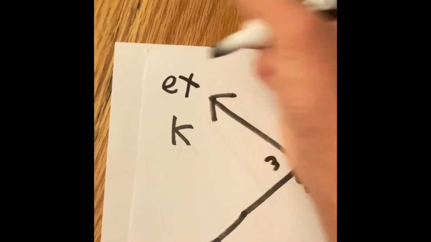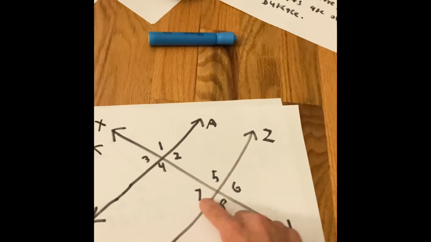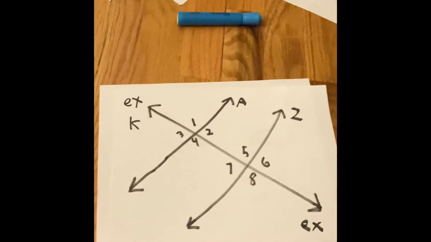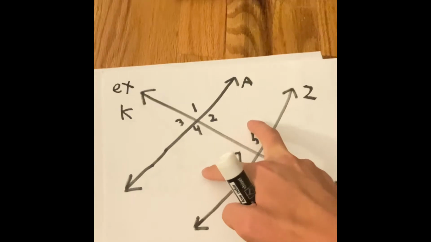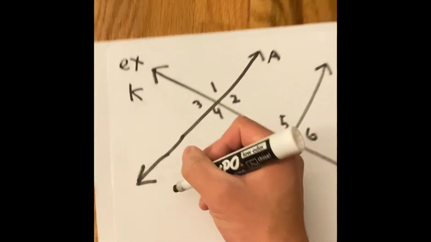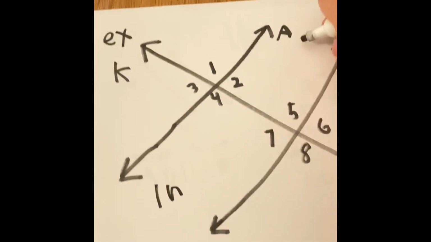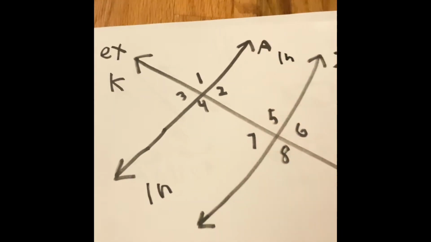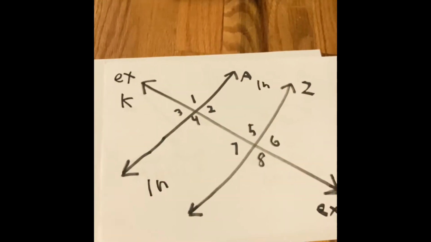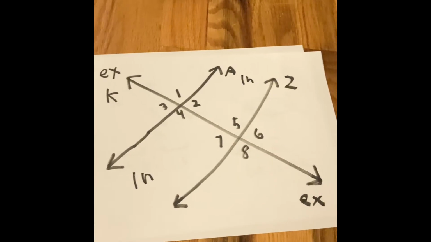And we're going to put one up here as well. Exterior angles. So this, and this. The interior angles are going to be some angles here that are trapped inside. So we're going to put I am here and I am here. Because there are 5 ways we can name angle pairs or pairs of angles.